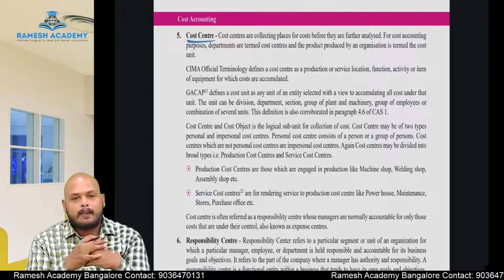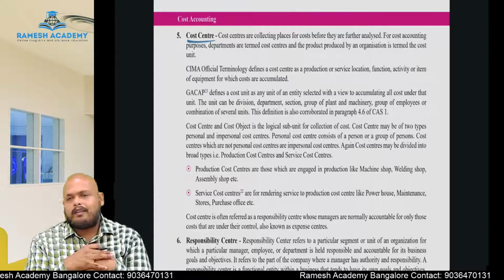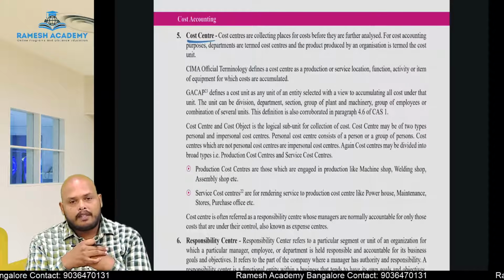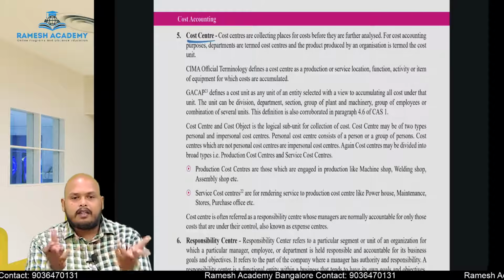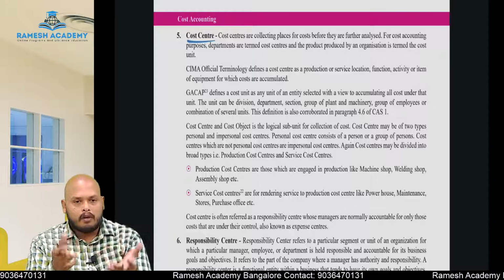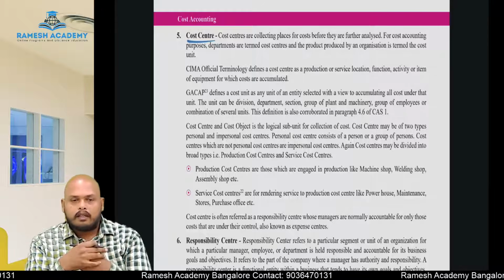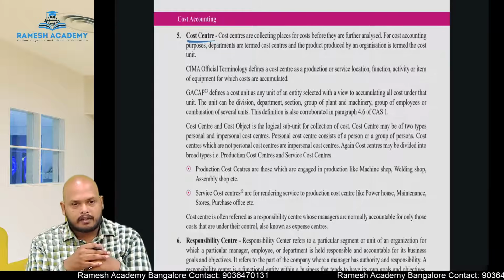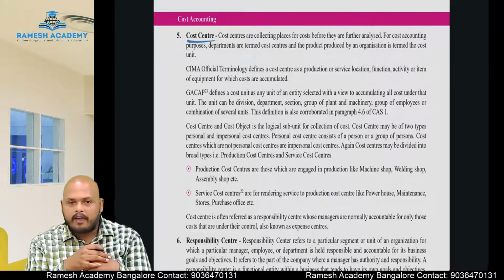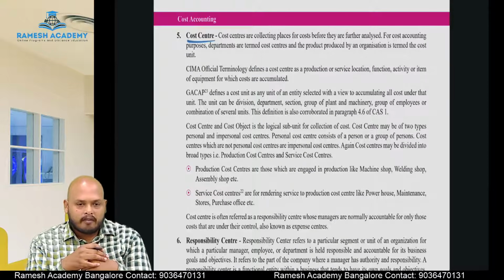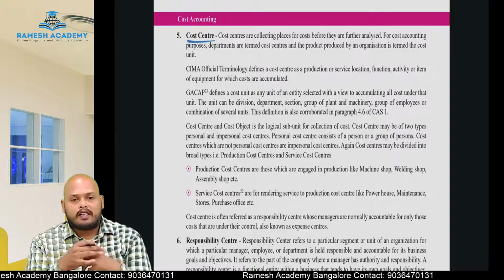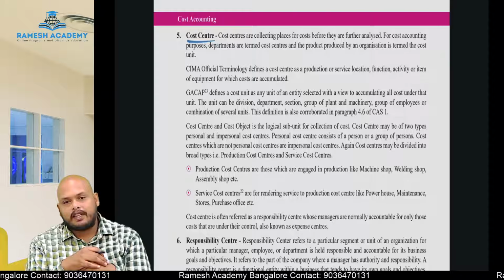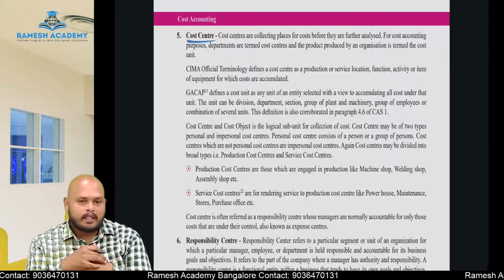Next, cost center. So what do you mean by cost center, sir? It's very simple. What do you mean by examination center? It is a place where a group of students will go and write the exam, right? Same way, a cost center is a place where a cost is incurred. It is responsible for the incurrence of cost. That we will call a cost center.